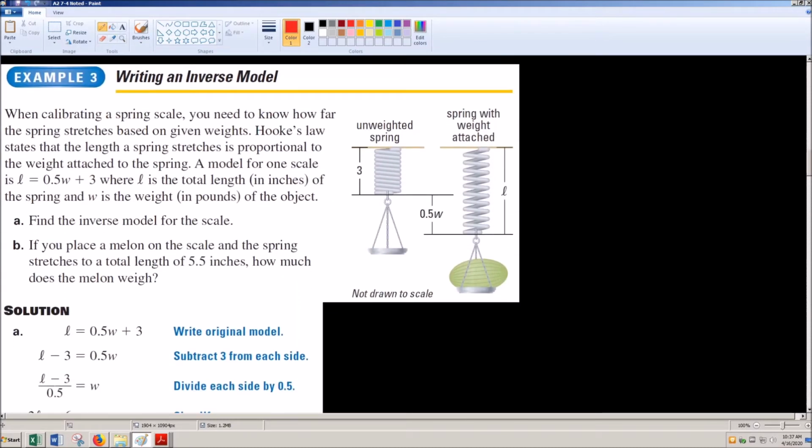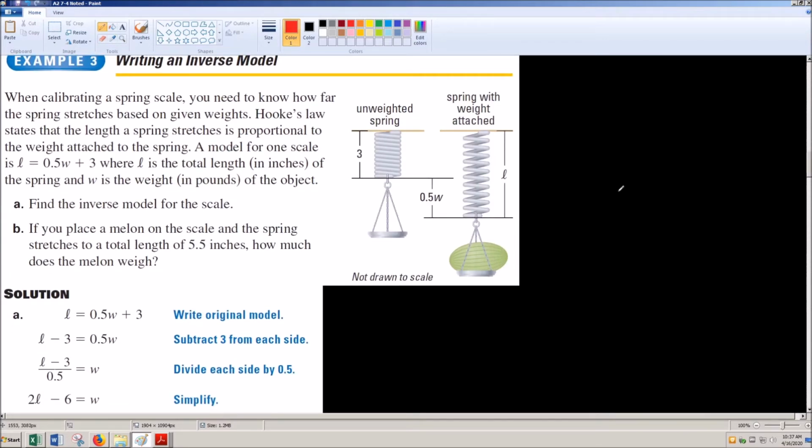If I want to write an inverse model, I am basically going to start with some equation. The equation we're starting with here is looking at the length of a spring relative to the weight attached to it. Here we're weighing a watermelon. So as I look at this, I have a relationship L equals 1/2 W, or 0.5 W, however you want to talk about it, plus 3.